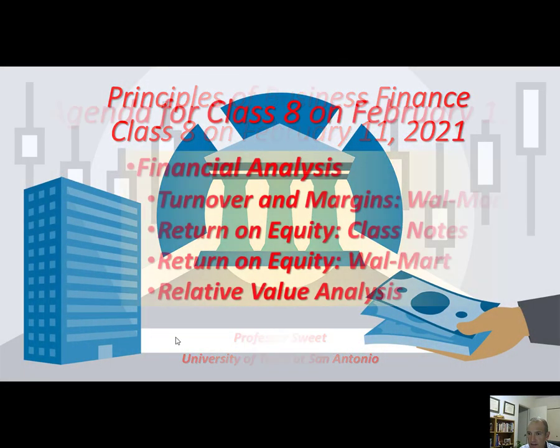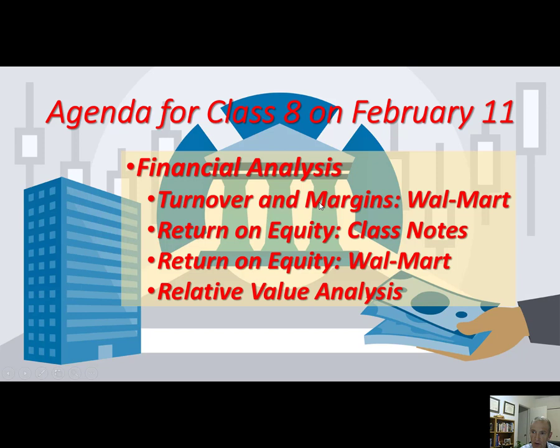In our last class, we finished turnover and margin. We want to do one last summary on turnover and margin for Walmart. Then we'll move to return on equity, looking at the class notes and doing something called return on equity, or ROE decomposition. Then we'll look at what I did for Walmart.